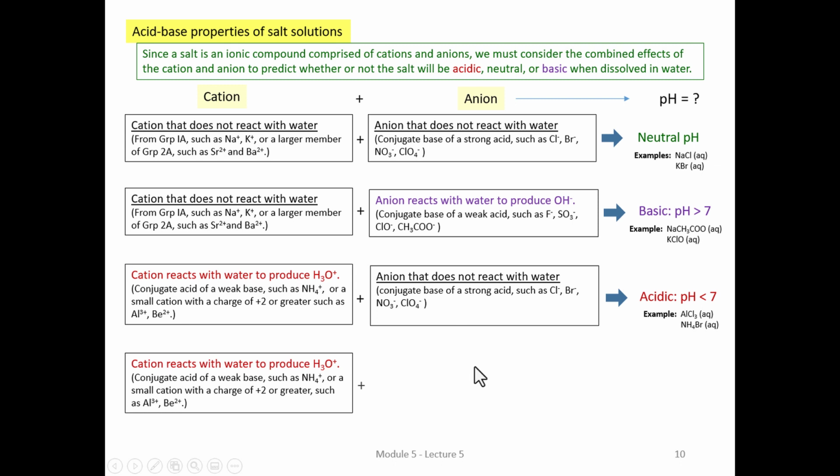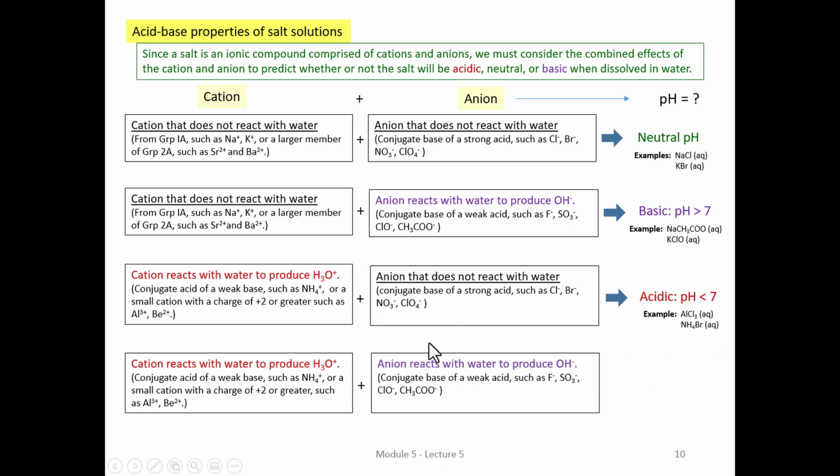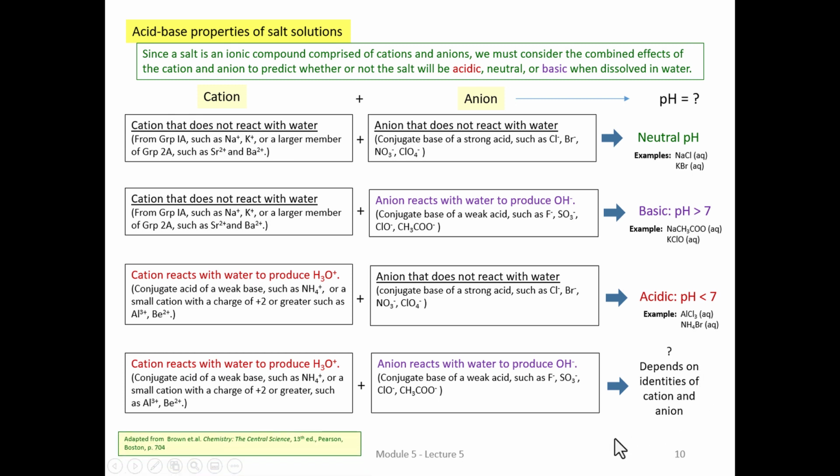Which leads us to the final combination, which is the most interesting one: what happens if you have a cation that reacts with water to produce a hydronium ion, and you pair it with an anion that reacts with water to produce hydroxide. How would you know whether to predict that this would be acidic or basic? Well, that would depend on the identities of the cation and anion.